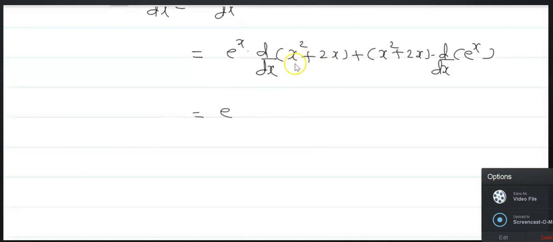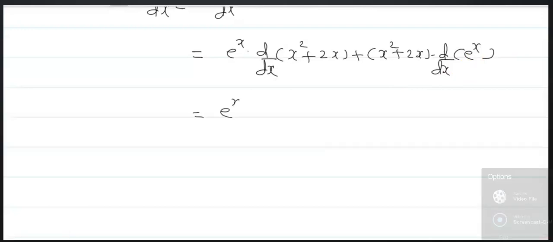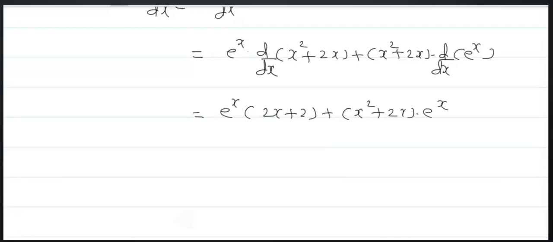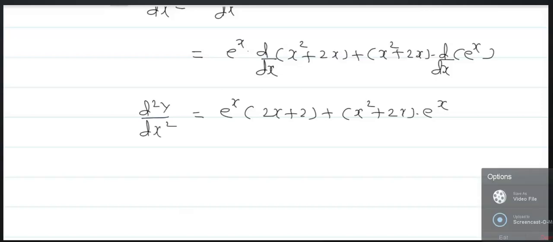Now see this. What is the derivative of x square? It is 2x. And the derivative of 2x is 2. What about the derivative of e raised to x? The derivative of e raised to x is e raised to x. See this again: 2x plus 2 plus x square plus 2x, derivative of e raised to x is e raised to x. This is the second order derivative. It's a normal question.